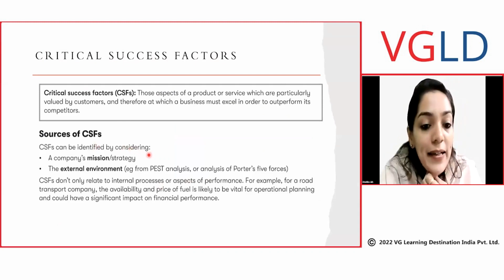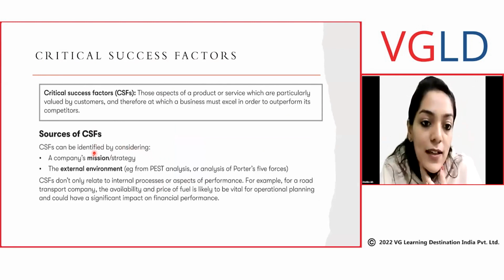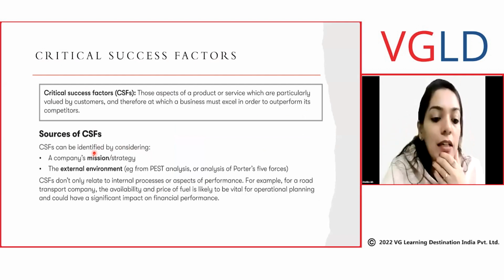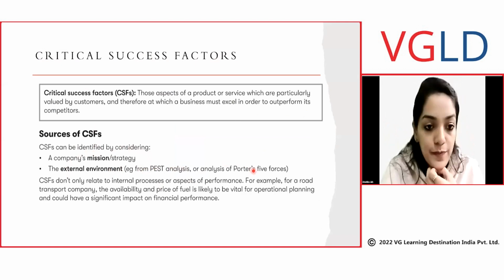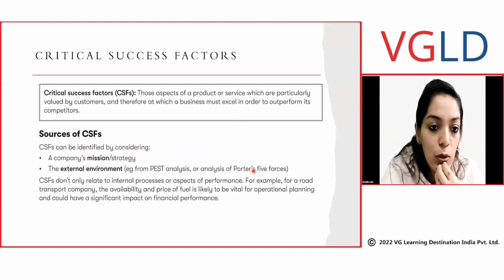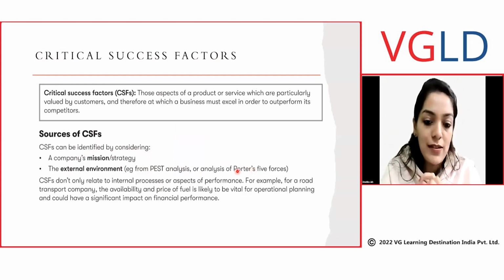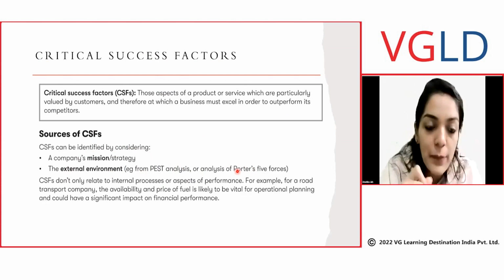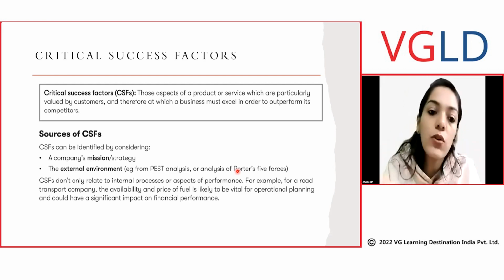So CSFs can be identified by considering a company's mission statement. So if they were to live by the company's mission, then definitely they would have also followed their CSF. The external environment. Example from PEST analysis or analysis of Porter's 5 forces. Okay, so Porter's 5 forces model is there in SBL also. You'll come across this Porter's 5 forces. And PEST analysis is political, environmental, social, and technological environment of the company. And by looking at your environment, you can find out what your critical success factor would be.